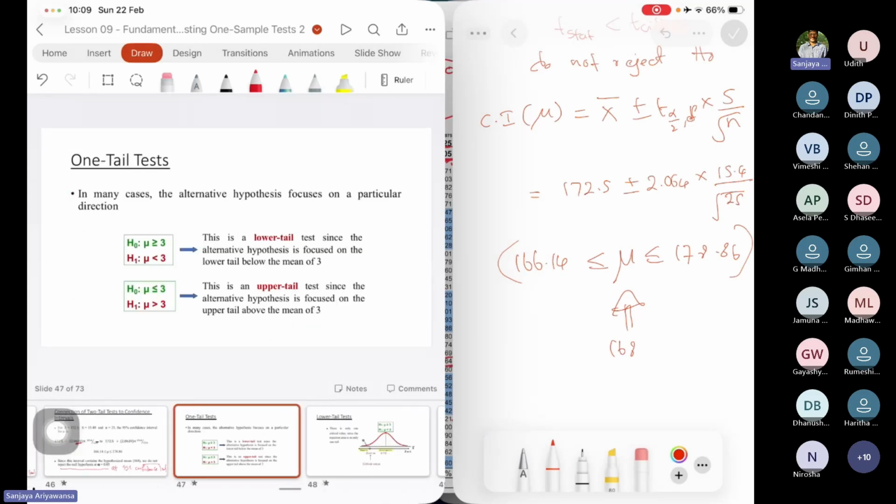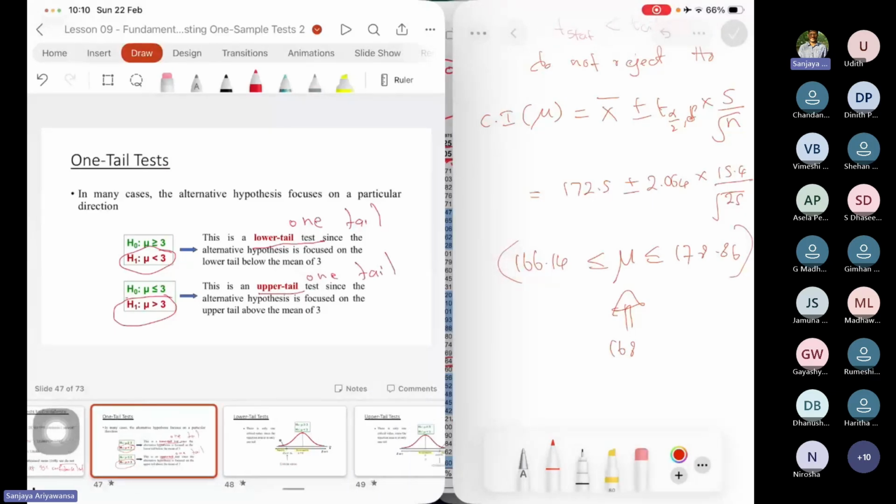So what I said before on the one tail test and the two tail testing. One tail test, if your claim is mu greater than or equal to 3, you look at your H1, mu less than 3, that's a lower tail test. That's one example of a one tail test. If your claim is mu less than or equal to 3, your H1 is mu greater than 3, you look at your H1, it's an upper tail test. That is also an example of a one tail test.